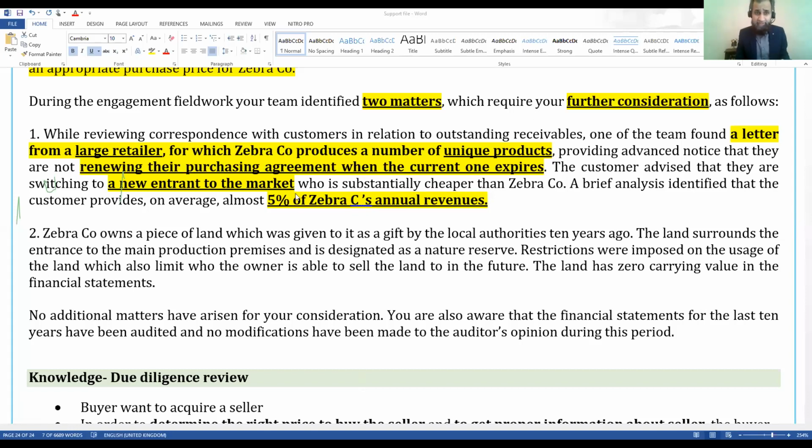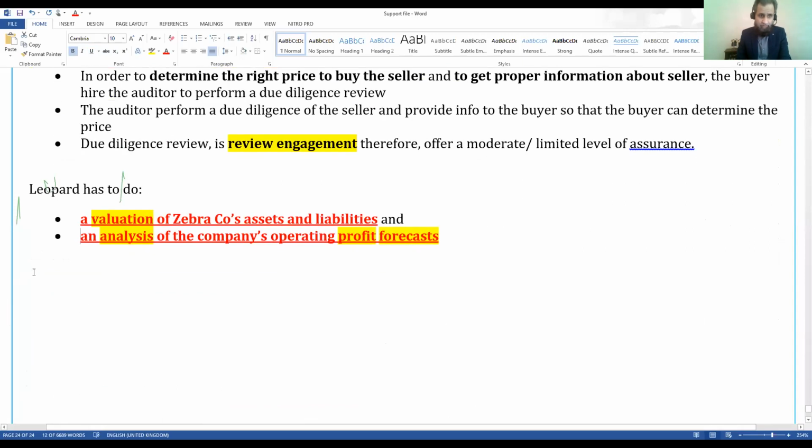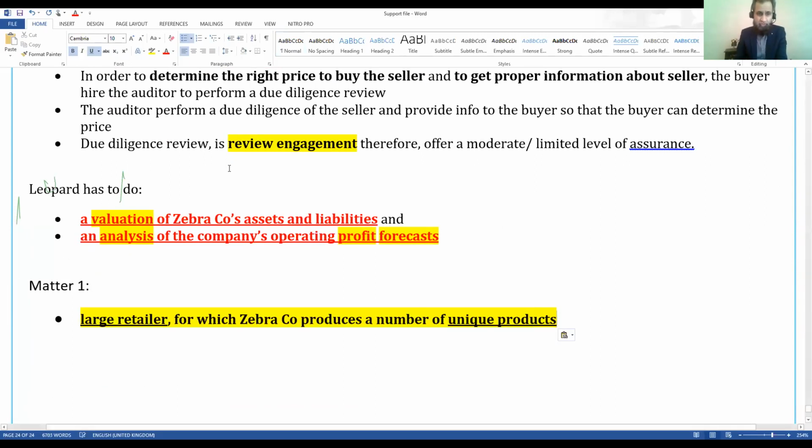So how many points are there under Meta 1? I think under Meta 1, there are 3 points which we need to focus on. Number 1, Zebra, large retailer for which Zebra produces a unique product. Under Meta 1, the very first good point we got is this one.